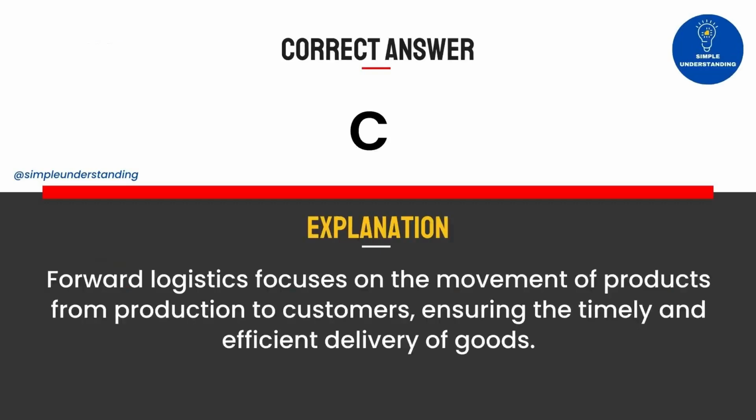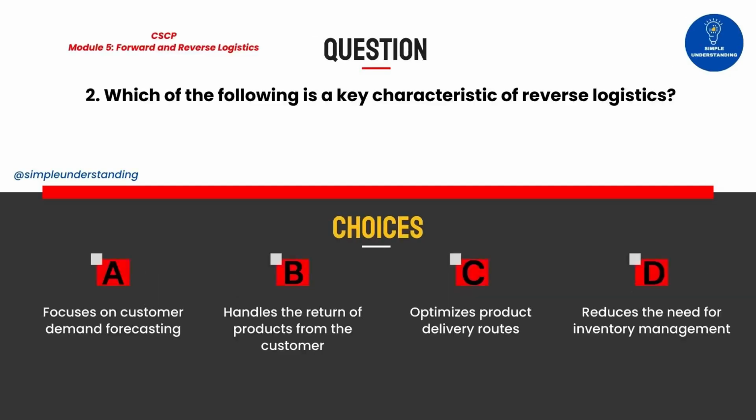Correct answer: C. Explanation: forward logistics focuses on the movement of products from production to customers, ensuring the timely and efficient delivery of goods. 2.